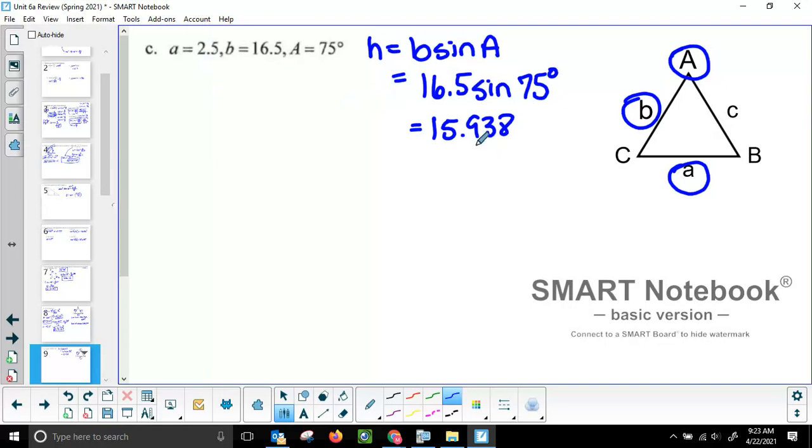The first we want to say is, is A less than H? Is 2.5 less than 15.938? Yes. So A is less than H, and that tells me that we have no triangles. We're done. Awesome. That's the absolute best case scenario. You don't have to do any work, really. You do exactly what I've shown. I need to see the H. I need to have seen you found the H. I need you to give me the condition, and then I need you to tell me how many triangles.